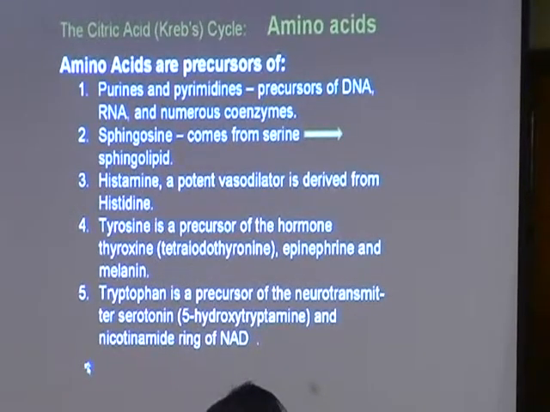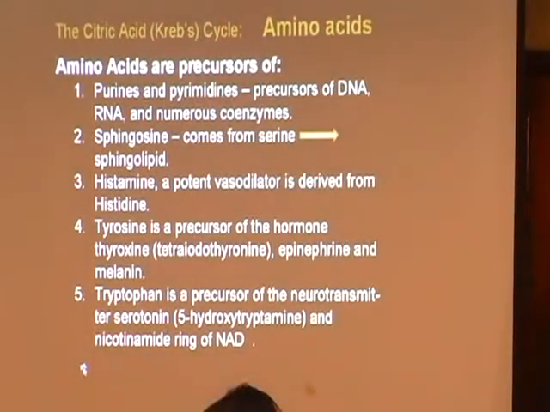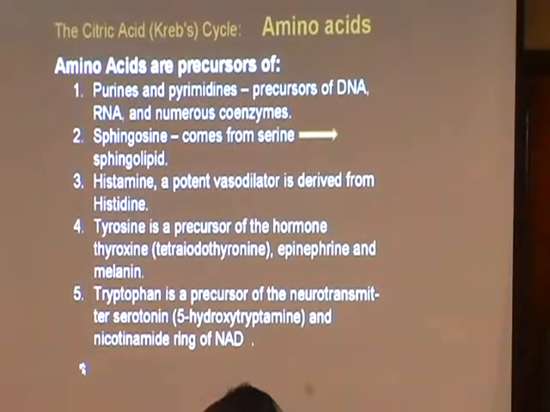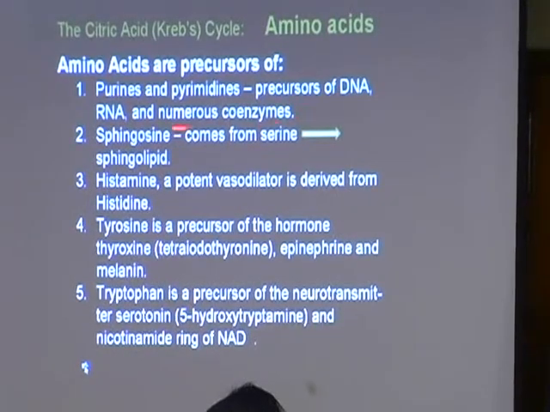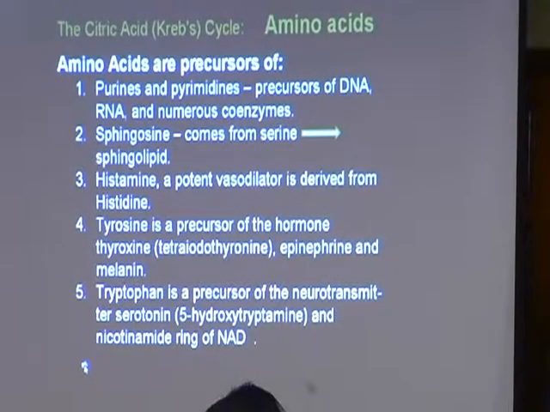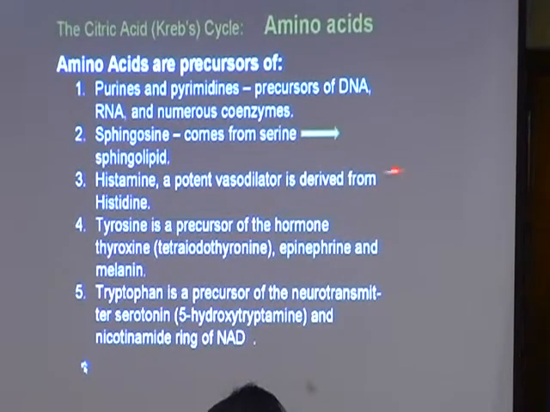So the amino acids that are produced now are precursors of what? Purines and pyrimidines. So they are important for the production of DNA and RNA, and you use coenzyme. As I said, if you don't produce normal DNA, you get cancer. Sphingosine comes from serine, a sphingolipid. Histamine, a powerful vasodilator, is derived from histidine. Tyrosine is a precursor of the hormone thyroxine, epinephrine and melanin, and tryptophan is a precursor of the neurotransmitter serotonin and the nicotinamide ring of NAD.